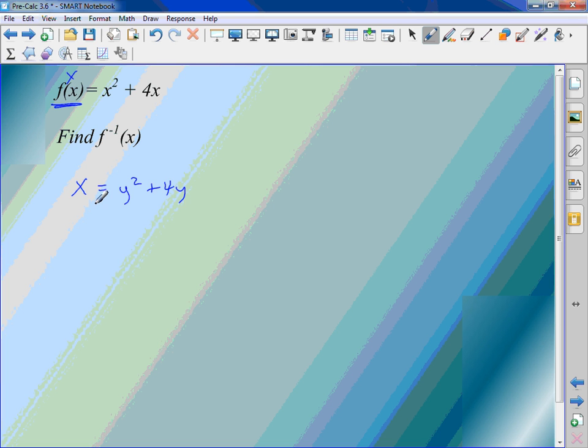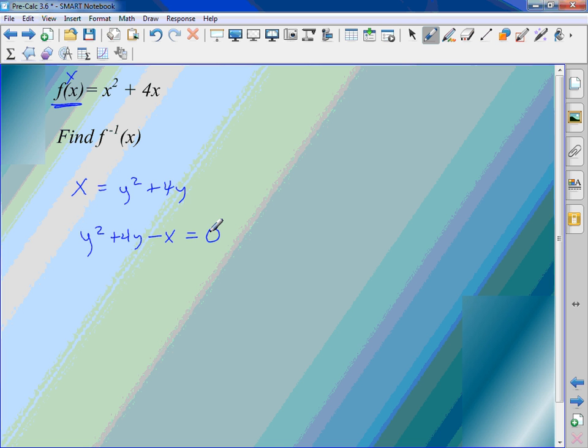Now what I'm going to do is I'm going to set it equal to 0. So subtract the x over. So I have y squared plus 4y minus x is now equal to 0. Be okay with this step? How can I solve this problem? What's the first thing I should do to try to solve a problem like this? What is it called?